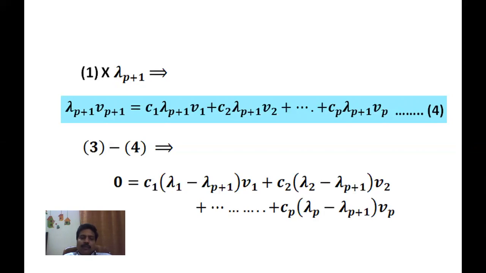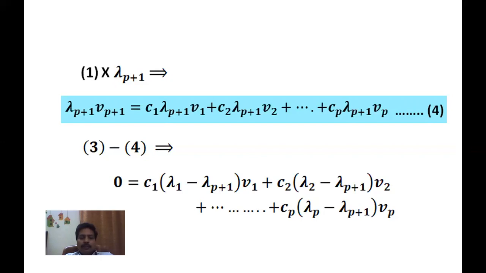If this equation has a non-zero solution, we can say that V1, V2 and so on Vp is linearly dependent, but it is not true. Since these are linearly independent, every coefficient must be 0. If even at least one coefficient is non-zero, then the set V1, V2 and so on Vp is linearly dependent.